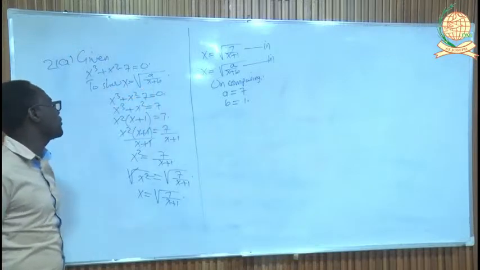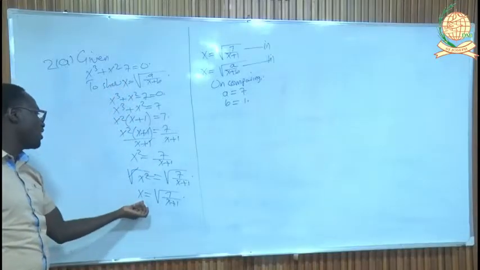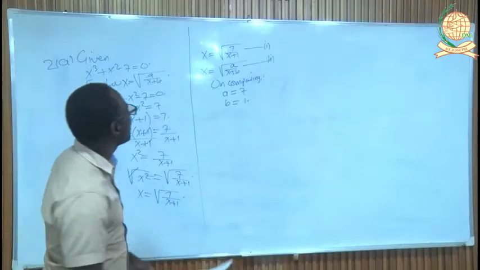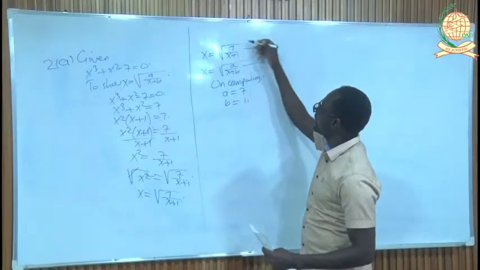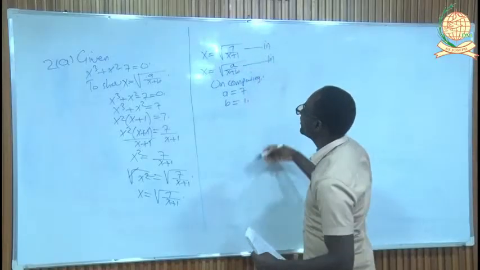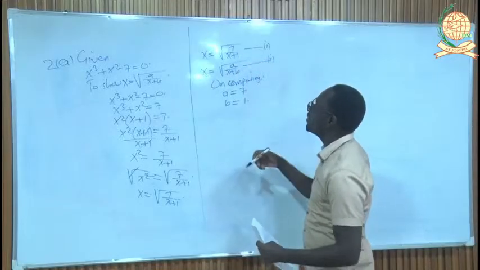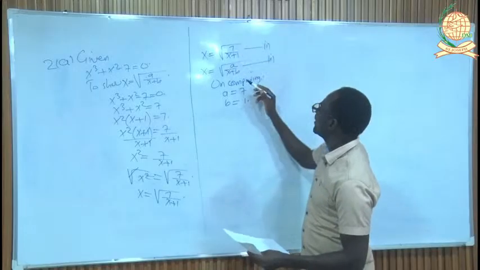Now the procedures are this one up to here. x is equal to under root of 7 over x plus 1. Then if we compare equation number 1, which is under root of 7 over x plus 1, and the original one, x is equal to under root of a over x plus b, then you can see the value of a is equal to 7 and the value of b is equal to 1.